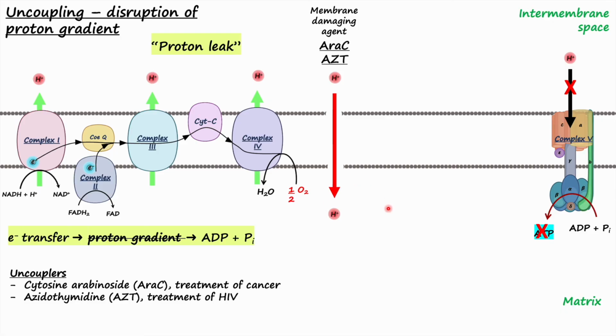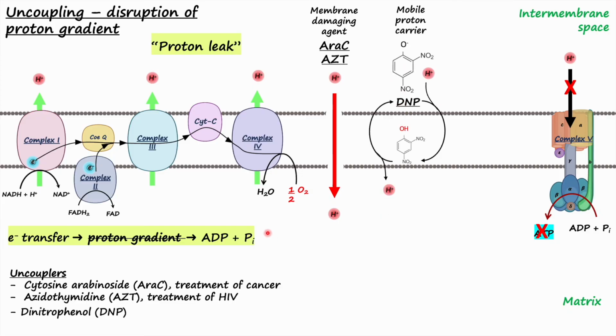Now, the second category of uncoupler is the mobile proton carrier. For example, we have DNP, which is dinitrophenol. So DNP actually binds to protons and transports protons across the mitochondrial membrane. Now, third is a proton channel. One such channel is UCP, uncoupling protein 1. And basically, this allows protons to pass through the inner mitochondrial membrane to re-enter the mitochondrial matrix.